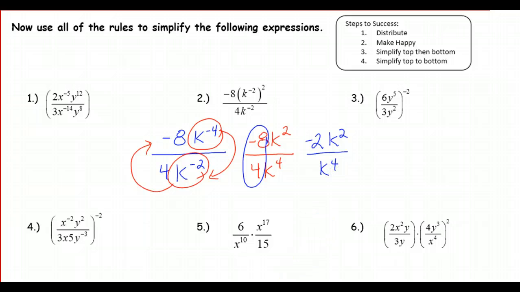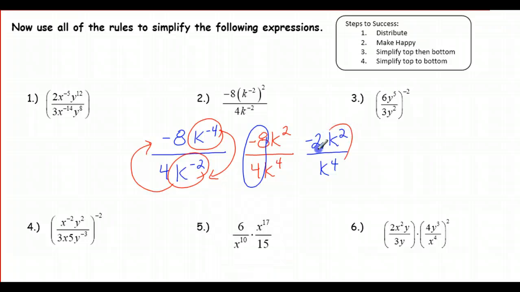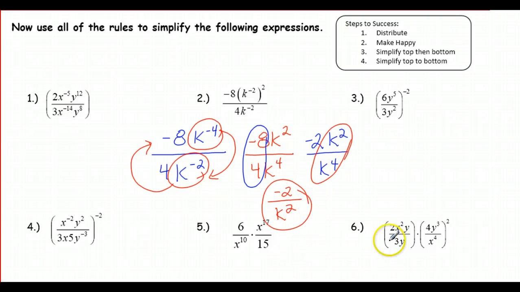The last thing I want to do is take a look at my powers with the same base. If I subtract 2 from 4, I'm left with k squared in my denominator. So I have a negative 2 over k squared as my answer. Alright, let's take a look at number 3.